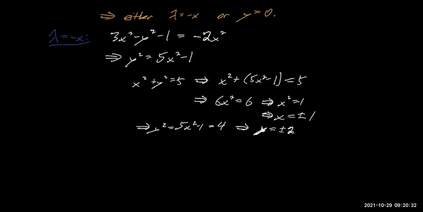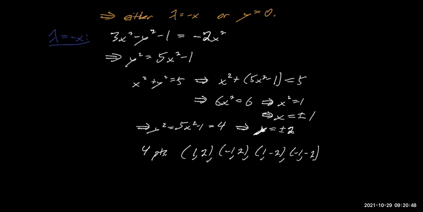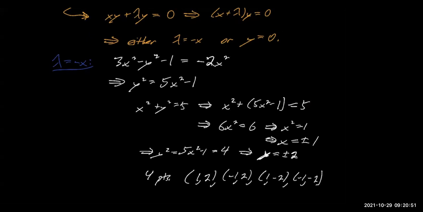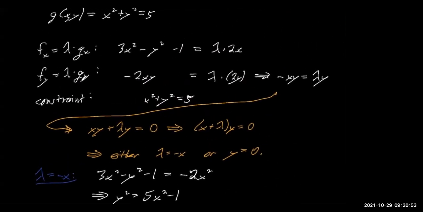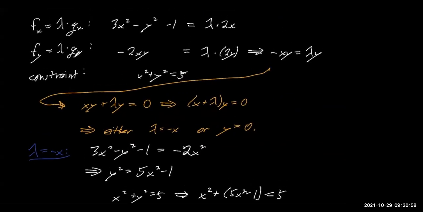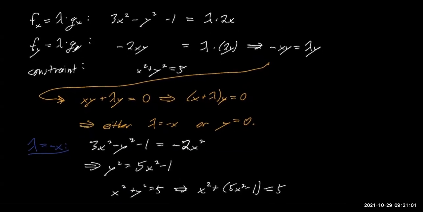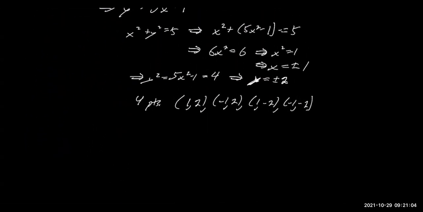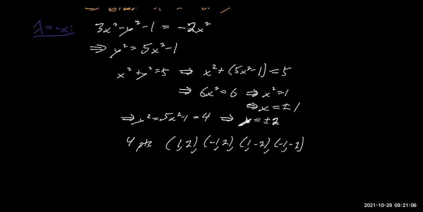Okay, and so that gives us 4 points to check, namely (1, 2), (negative 1, 2), (1, negative 2), and (negative 1, negative 2), right? There's no direct relationship between x and y with the signs. I think there's only squareds. I don't think there's anything in these equations that would let us say that x and y are the same sign necessarily or anything. Yeah. Okay, fair. So it's those 4 points.